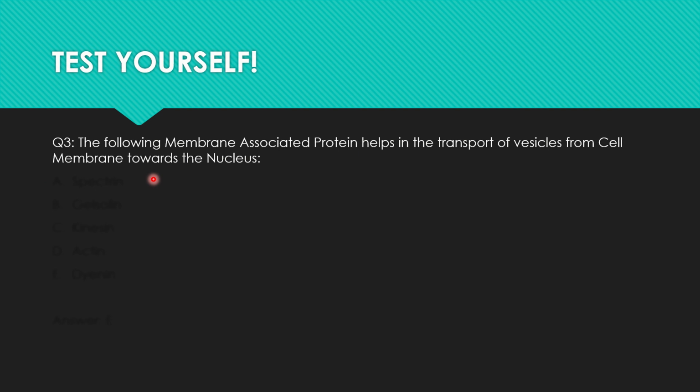The following membrane associated protein helps in the transport of vesicles from the cell membrane towards the nucleus: spectrin, gelsolin, kinesin, actin, dynein. Now the correct answer is E. Those who have answered correctly, very good, because dynein transports the cellular materials from the periphery to the center, and kinesin moves from the center towards the periphery.